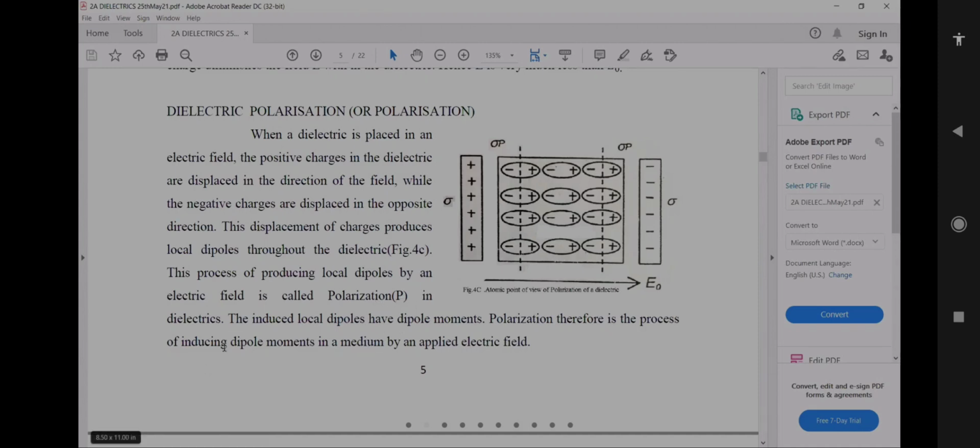In dielectrics, the induced local dipoles have dipole moments. Polarization, therefore, is the process of inducing dipole moments in a medium by an applied electric field. Okay, so here polarization means when a dielectric material is placed in an external electric field. So this is the external electric field E naught.